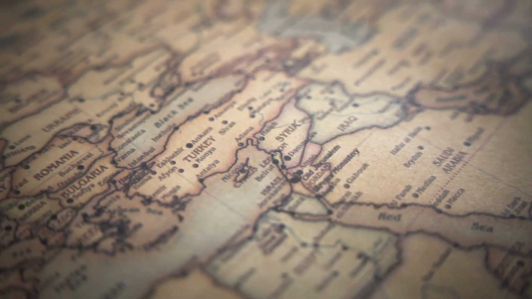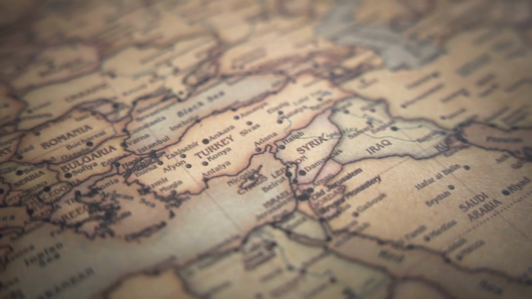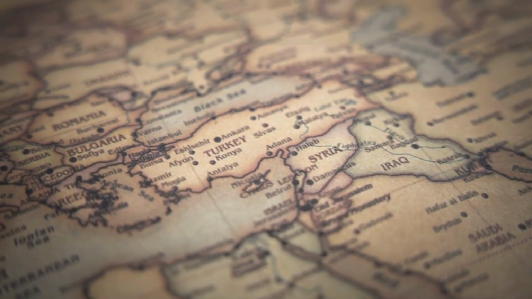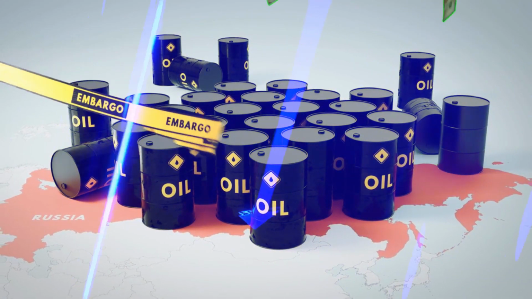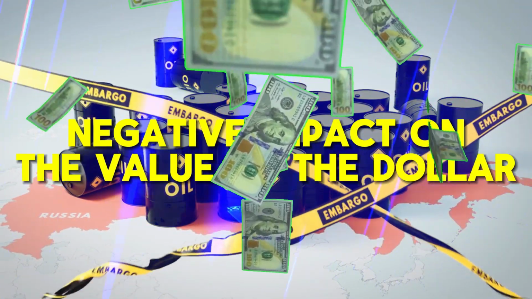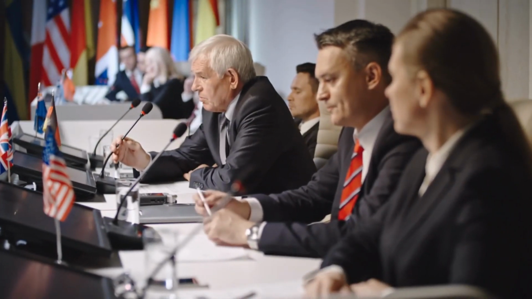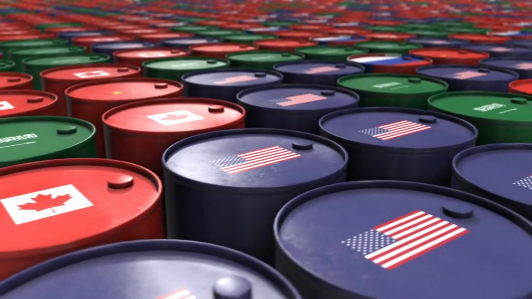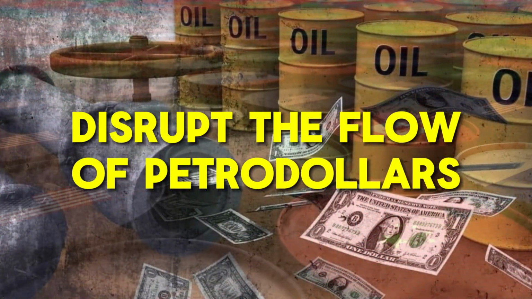However, it also creates some dependence on the stability of oil prices and the geopolitical landscape of the oil-producing regions. If the price of oil crashes, it could have a negative impact on the value of the dollar. Additionally, if there is political instability in a major oil-producing region, it could disrupt the flow of the petrodollars.